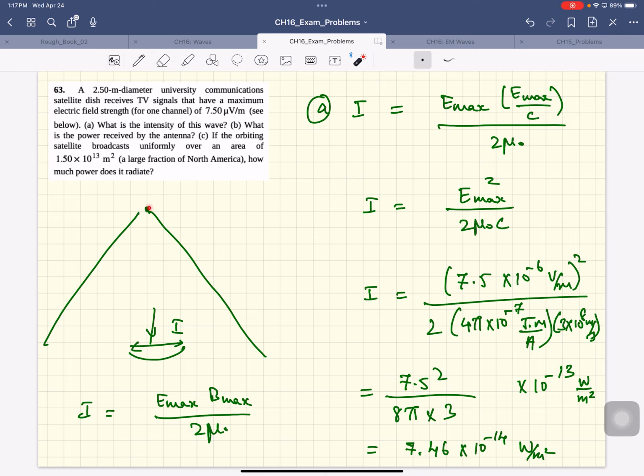And now let's calculate what is the power of the satellite. Okay, what is the satellite doing? If the orbiting satellite broadcasts uniformly over an area of 1.5 times 10 to the 13 meters squared, a large fraction of North America, how much power does the satellite radiate? Okay, so the satellite has to radiate such that anywhere in the US, you should be able to catch that signal. Okay?